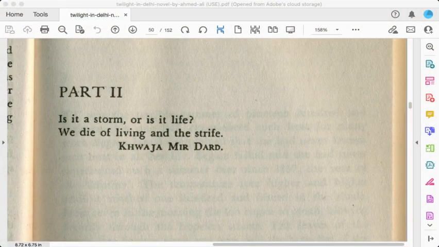The part 2 begins with a line of poetry, if you would like to see it. For example, the line says, is it a storm or is it a life? We die of living and the strife. So, this is from the poetry of Khwaja Mir Dard, and the writer begins by giving a kind of feeling that difficult life is there, the problematic situation is occurring because of the British colonization and the weather conditions, and perhaps because of certain romantic conditions of Delhi of that time. This thing is happening, and that's what the novel is starting with.